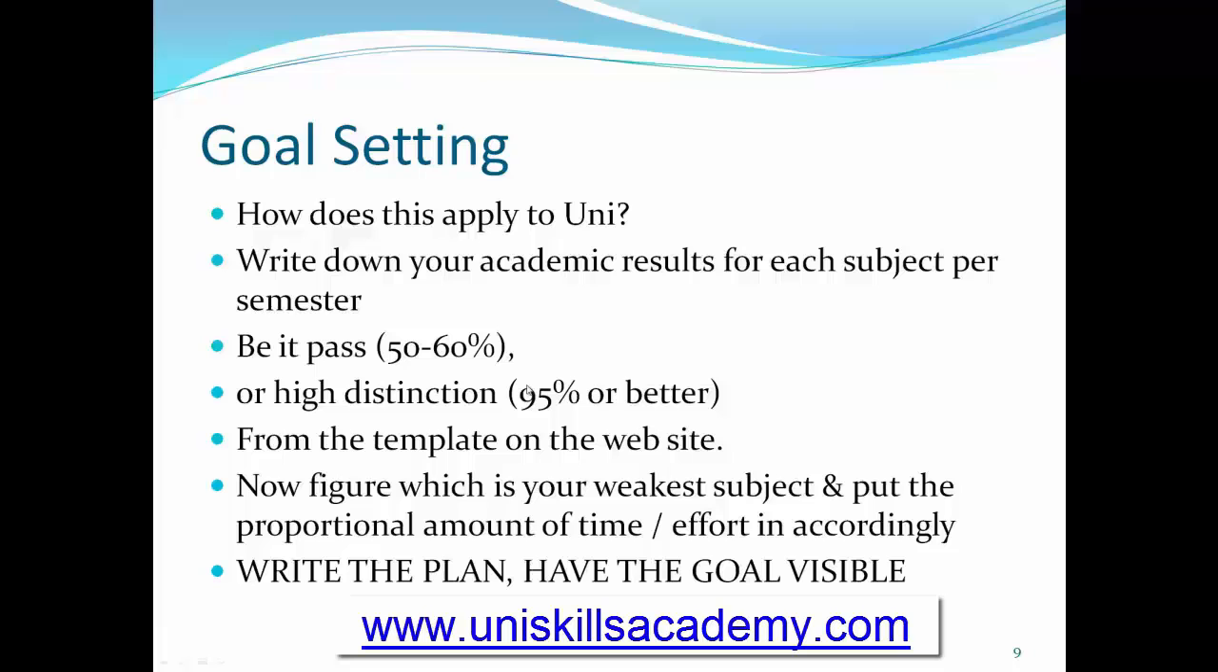So write down your desired, your planned results for each subject for each semester. Make it visible, right? Put it on the back of the bedroom door somewhere so you know this is why you're doing what you're doing. And figure out your weakest subject and put the most amount of work into that weak subject. Don't just study hard at the things you like. Study hardest at the thing you like the least, because you'll be naturally inclined to do the least amount of work.